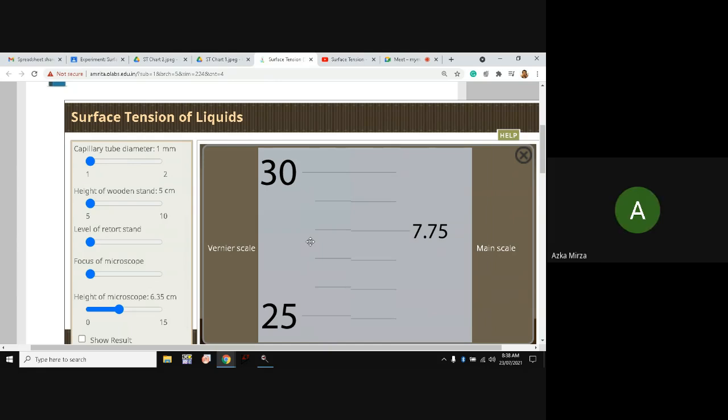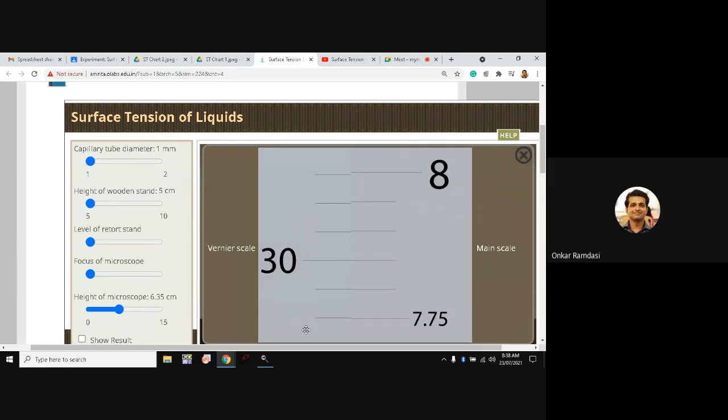Which number line is matching? 30. You can see this 30th line is clearly matching with the main scale reading. You might have seen a different number of lines matching with the main scale, but you need to consider the line which is matching first.